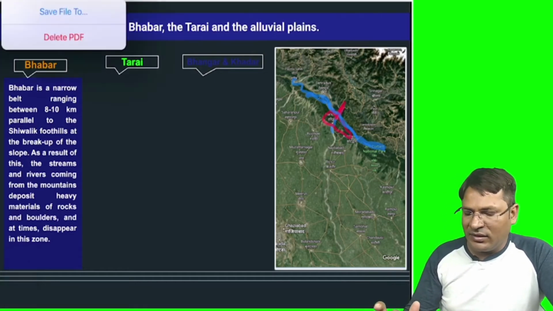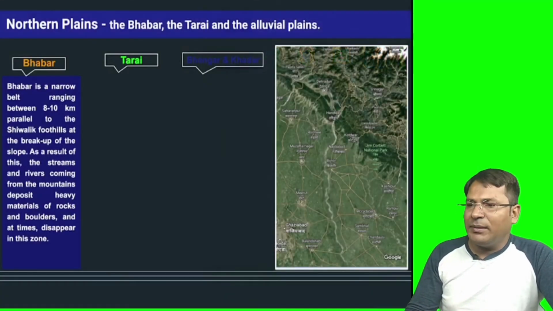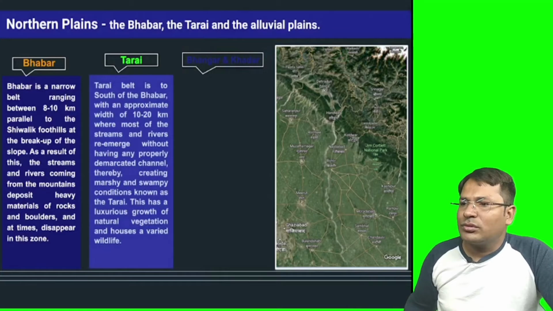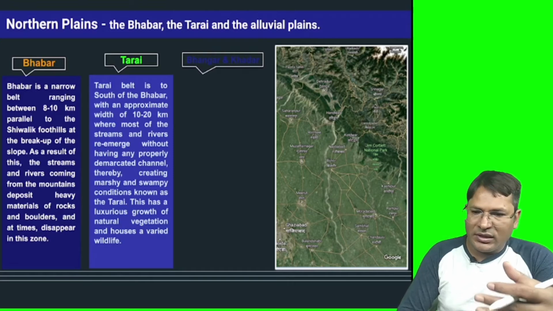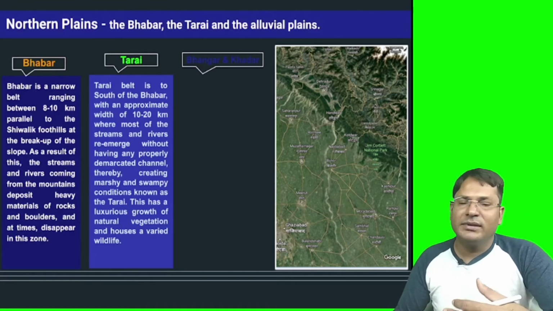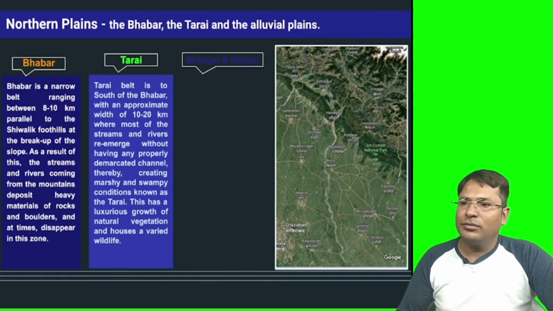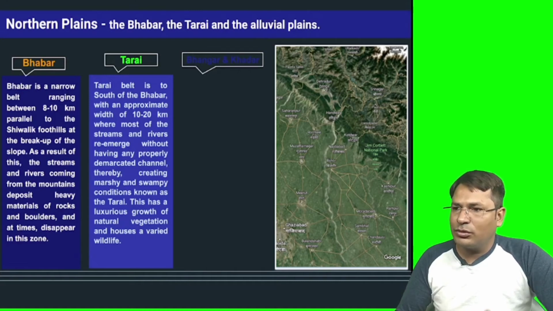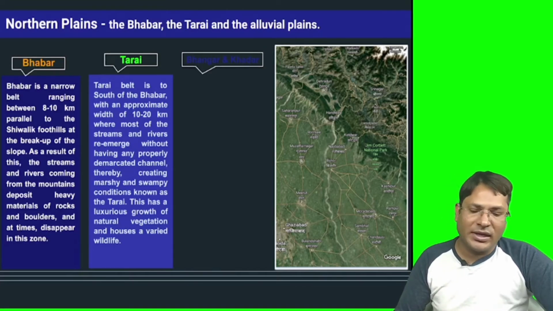After that is the Tarai region. If we see the Tarai region, this Tarai belt is to the south of the Bhabar. Just as the mountains end, there is the Bhabar, and after this the Tarai region, with an approximate width of 10 to 20 kilometers, where most of the streams and rivers re-emerge without any properly demarcated channel, thereby creating marshy and swampy conditions known as the Tarai.